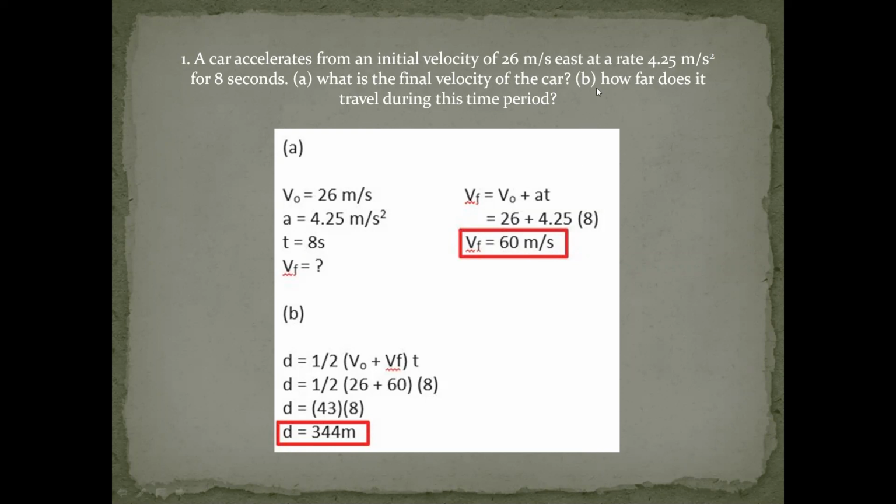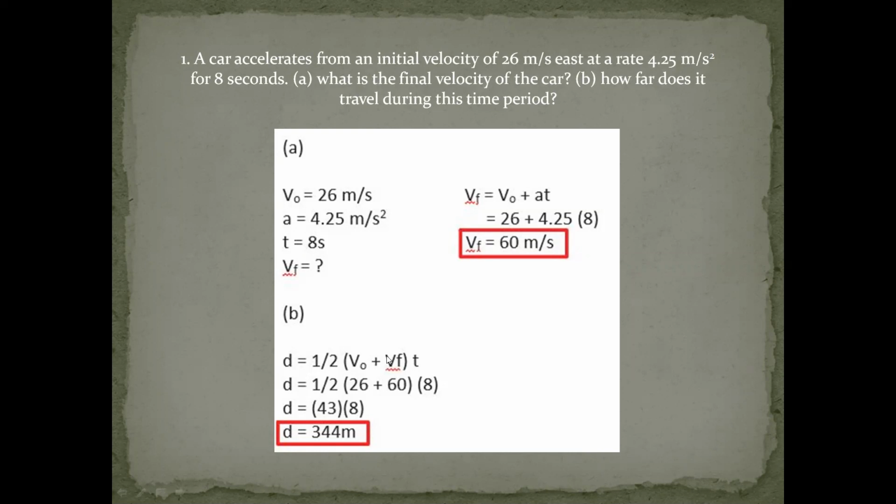And part B, how far does it travel during this time period? So, we're looking for the distance. Okay? So, D is equal to 1/2, in parentheses, V initial plus V final. Dapat subscript yun, pero di ko na siya na-subscript. But yeah, times T. So, you're just gonna plug that in, and you're gonna get that.